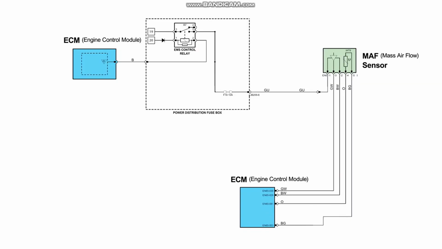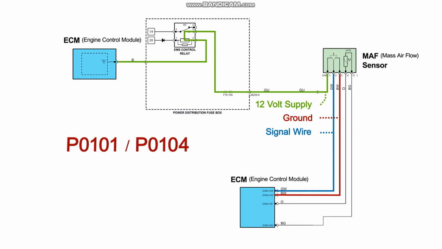This is a typical MAF sensor circuit. There is a 12-volt supply coming from the fuse box, a ground or low reference, in this case coming from the engine control module, and the signal wire.